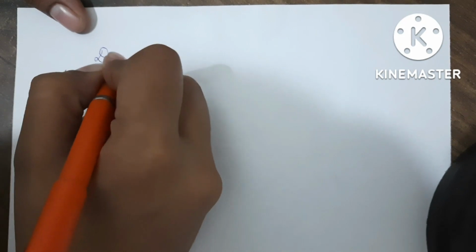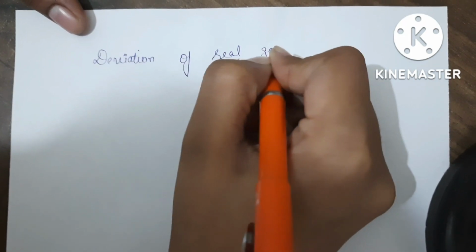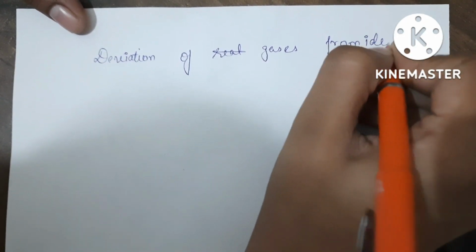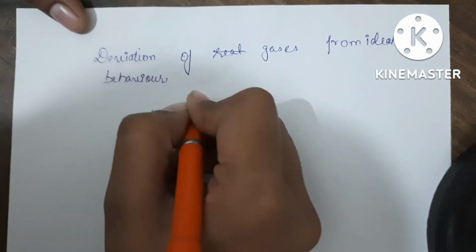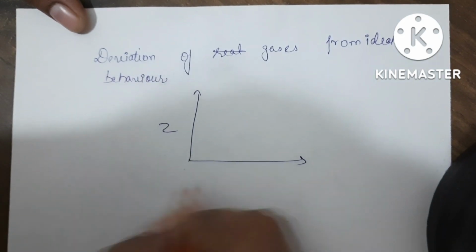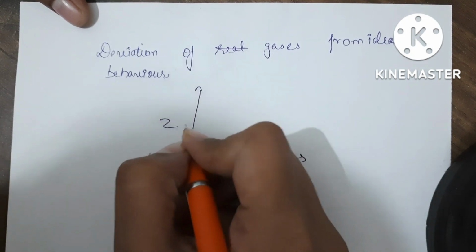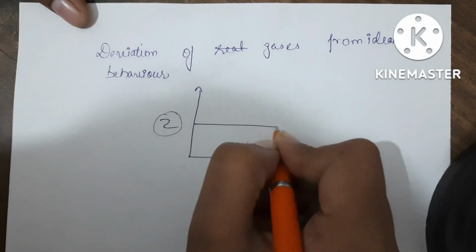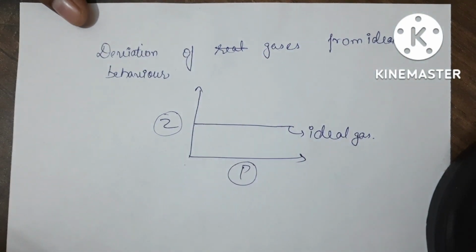Everyone, yesterday I discussed the deviation of real gas from ideal behavior, in which I discussed the graph of compressibility factor, that is Z, versus P. So I got this result that when we plot Z versus P for the ideal gas, it should be a straight line with respect to the change in pressure.